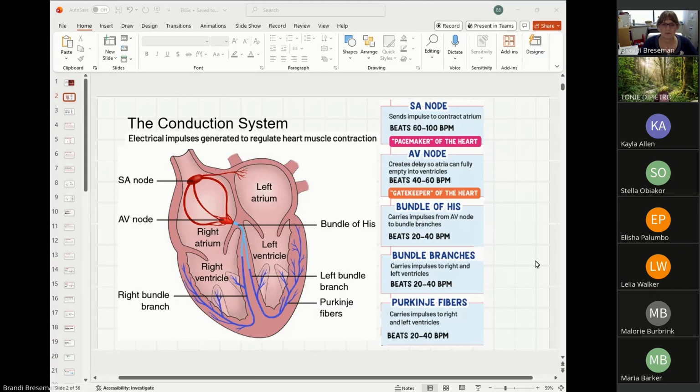And this is your pathway. Your SA node initiates your impulse. It travels to the left atria, and then it travels down these pathways through the right atria to the AV node. The AV node slows it down for a fraction of a second. Then that impulse travels into the bundle of His, to the right and left bundle branches, and then to the Purkinje fibers in the ventricles.